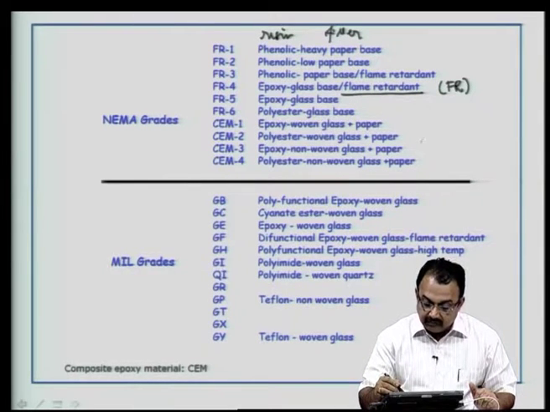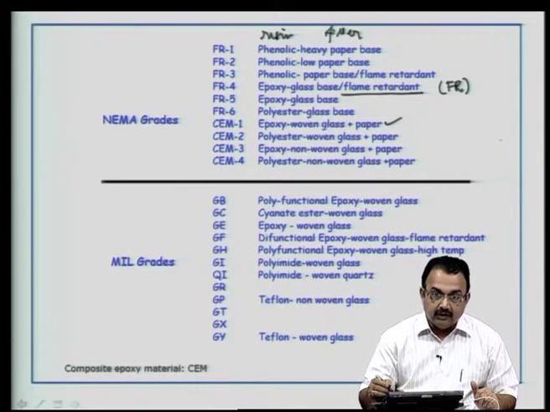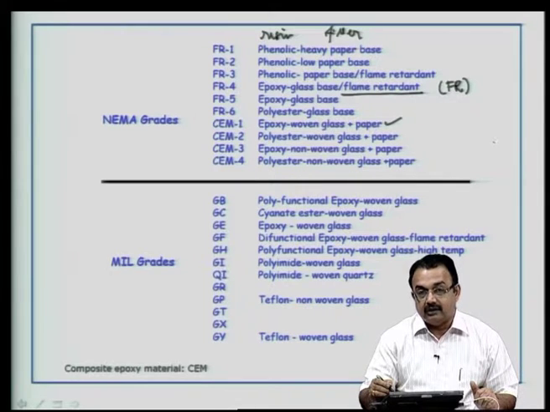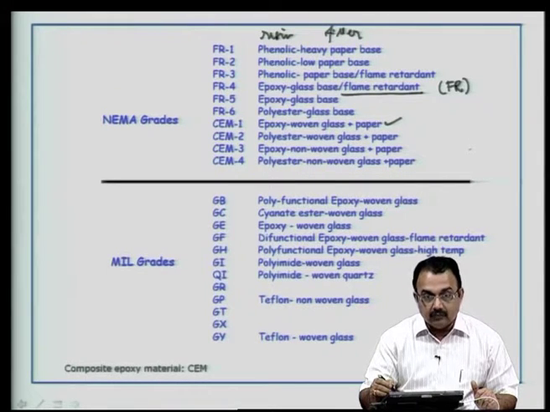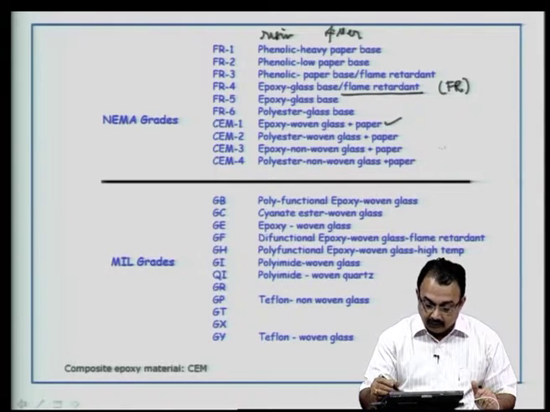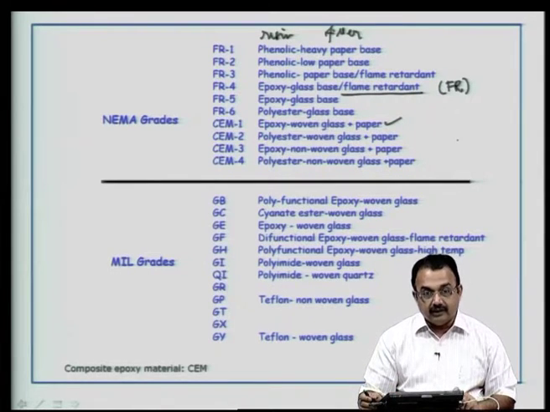You can see, for example, in CEM1 you have epoxy, but at the same time you have woven glass and paper as the composite filler material. CEM2 is polyester, woven glass and paper, CEM3 is epoxy, non-woven glass and paper, and so on. Then you have mill grades.